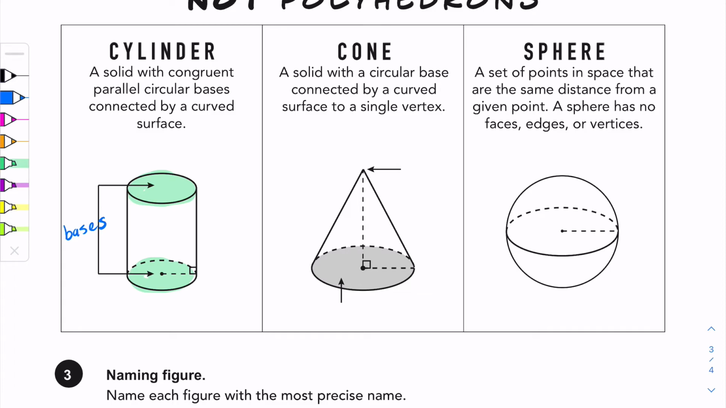We have a cone. A cone is something you all probably know of as well. So a cone has a circular base and it comes to a vertex. Think of a cone as an ice cream cone. That's the easiest way to think of it. Or maybe a hat, like a cone that points to a vertex.